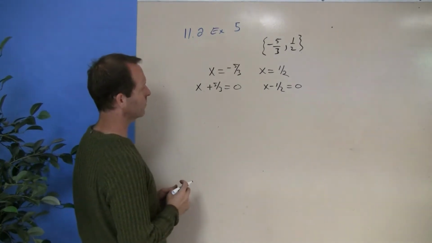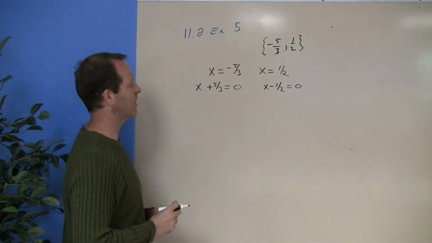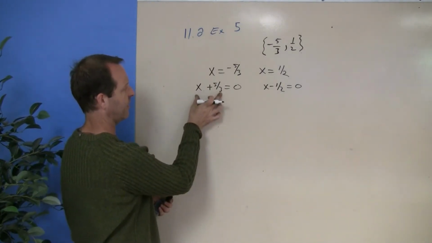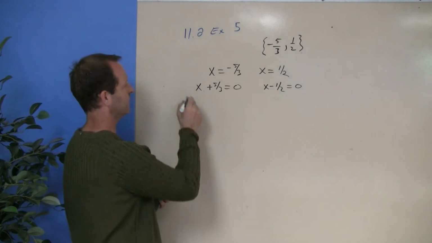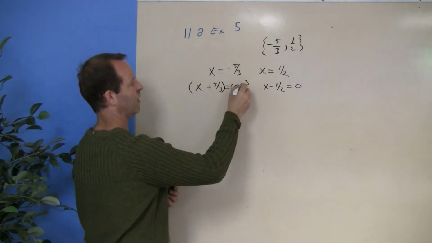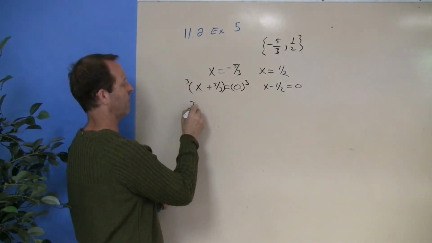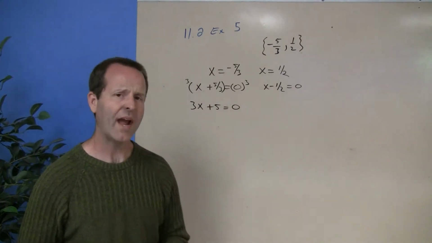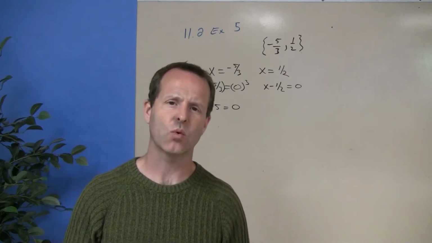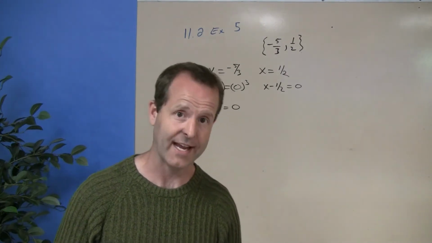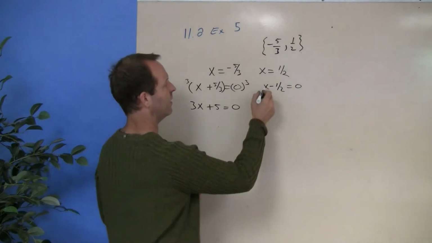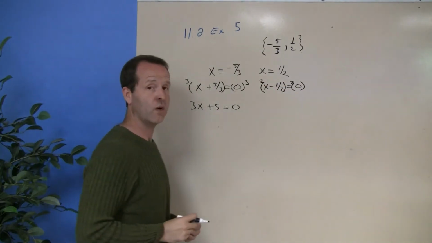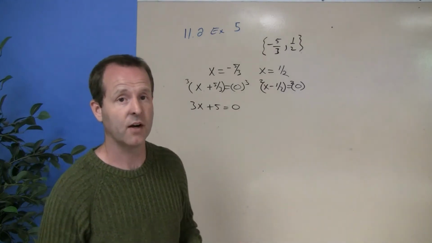Before I get there, I'm going to clean those up and get rid of those fractions. So if I multiply everything here by 3, what I do to one side, I do to the other. So I have 3x plus 5 equals 0. Again, don't have to do this. I'm just doing it because I like to work with numbers without fractions if I can. And then over here, I'm going to multiply both sides by 2. As long as whatever I do to one side, I do to the other, it's fair game.